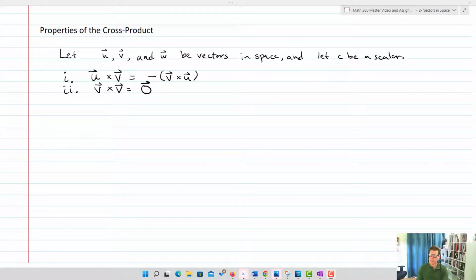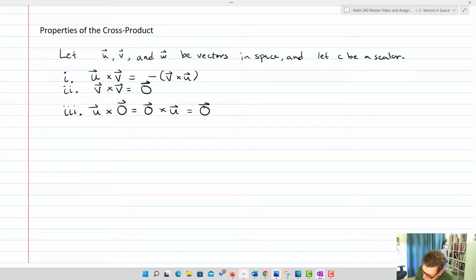Now let's take a look at some properties of the cross product. Suppose that u, v, and w are vectors in space, and we're going to let c be a scalar. Two that we've already talked about are that u cross v is going to equal negative v cross u, and that v cross v is going to give us back the zero vector. Now a third one that should be pretty intuitive as well is a zero property. A vector u crossed with the zero vector is going to equal the zero vector crossed with u. So it doesn't really matter what direction it is, and that's going to give me back the zero vector. So if I cross something with the zero vector, I just get back the zero vector. It's the only thing that we really can do.